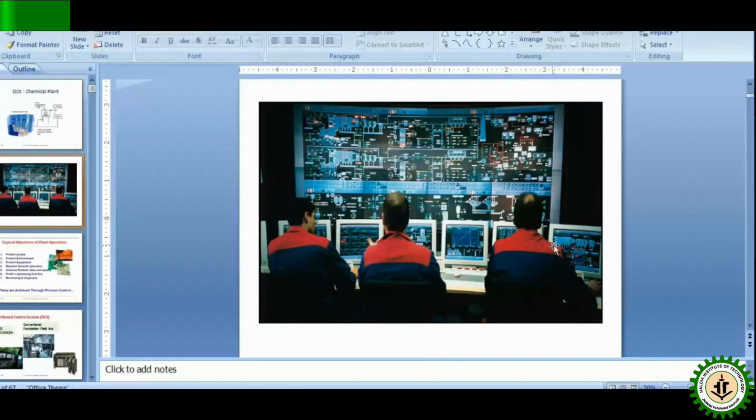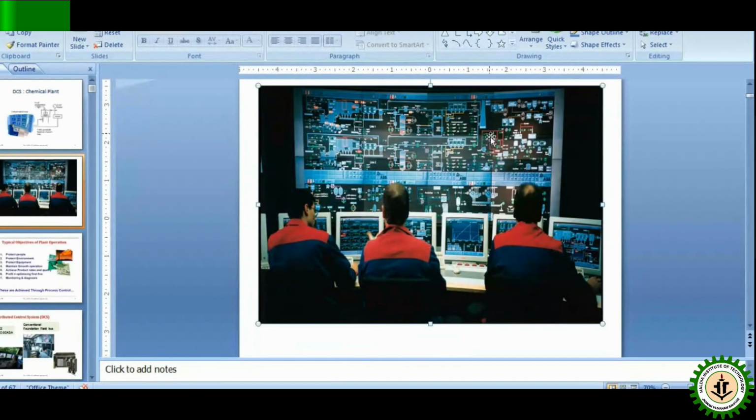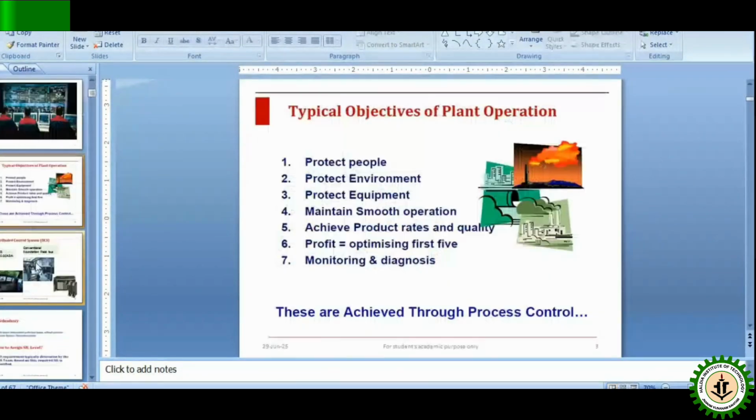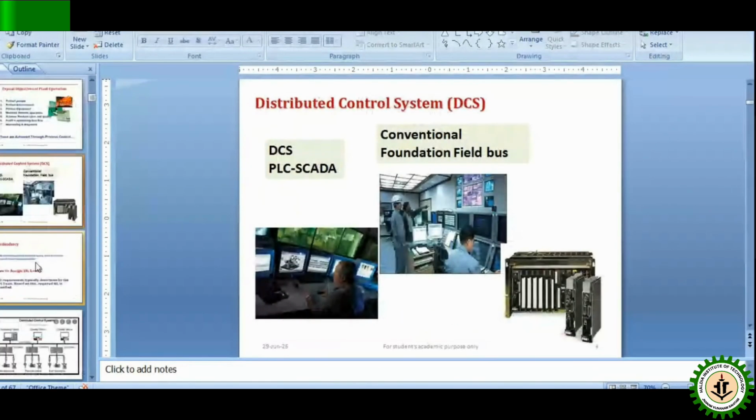It's like three people are sitting here and they are watching the DCS, and you have to operate this. There will be small computers. These are called HMI, human machine interface. You have to operate here in the site. So this is how things are moved on.